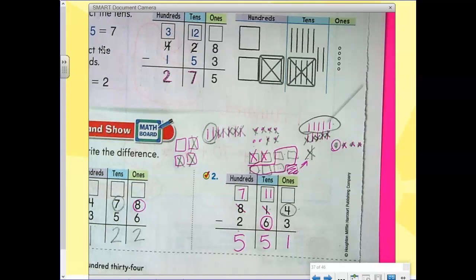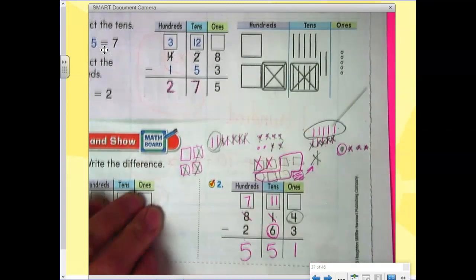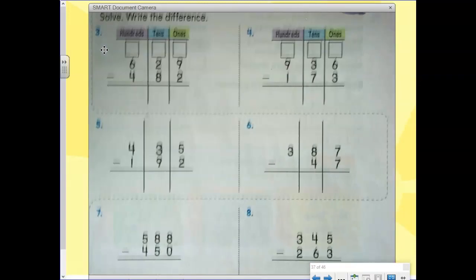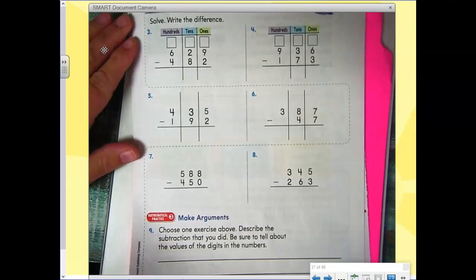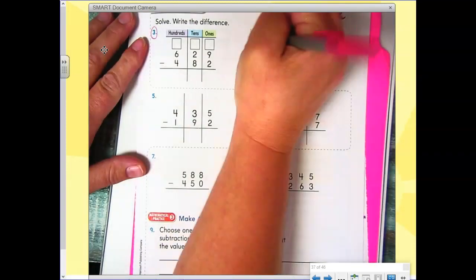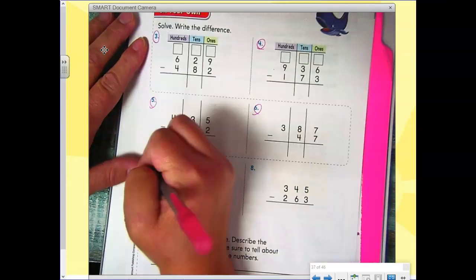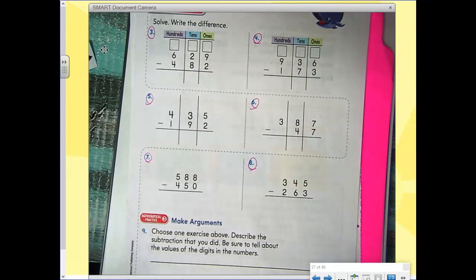All right, I know this is a lot, so we're just going to practice and try to do these today, okay? All right, I want you to, on your own part, try problems 3 through 8. 3, 4, 5, 6, 7, and 8 only. And we will go over them and check them in the next part of our lesson.